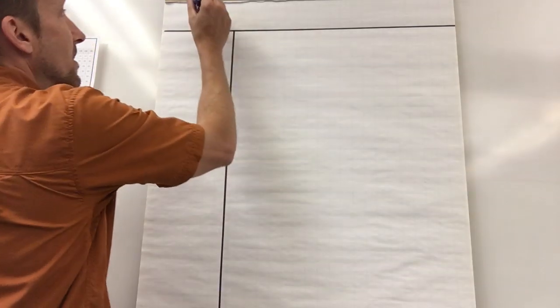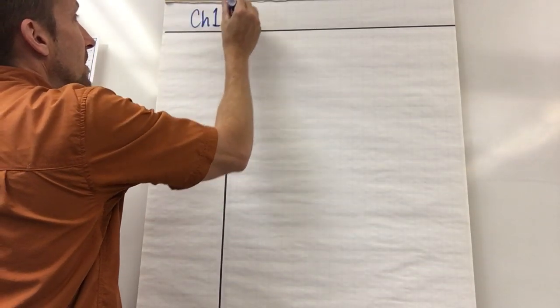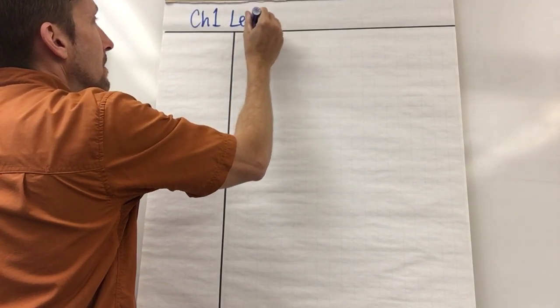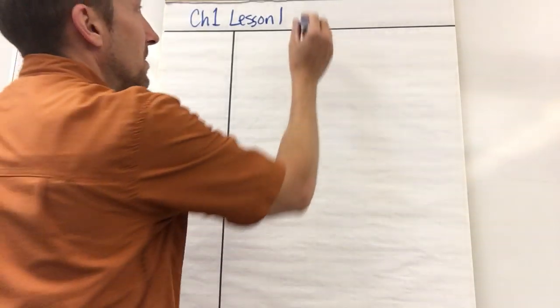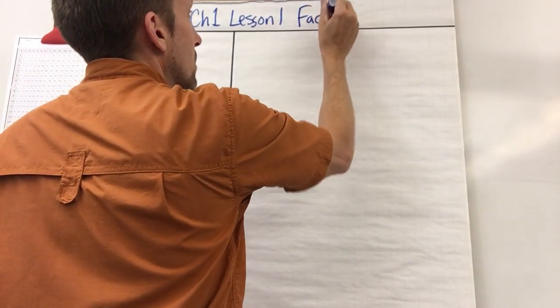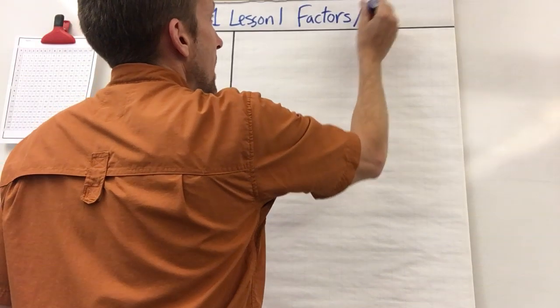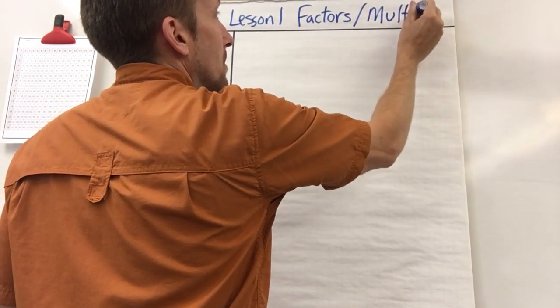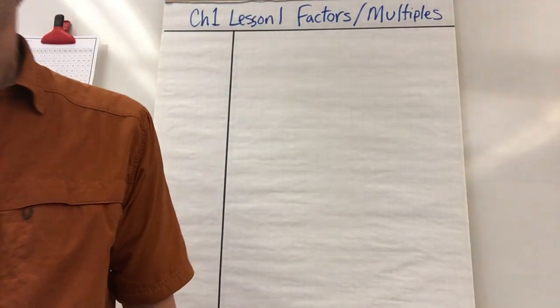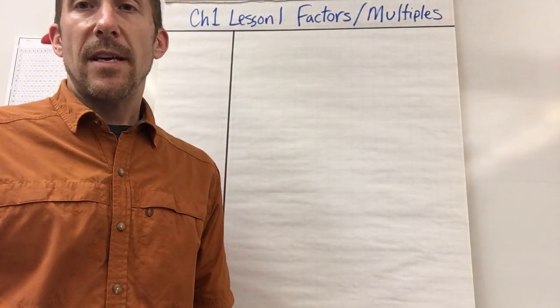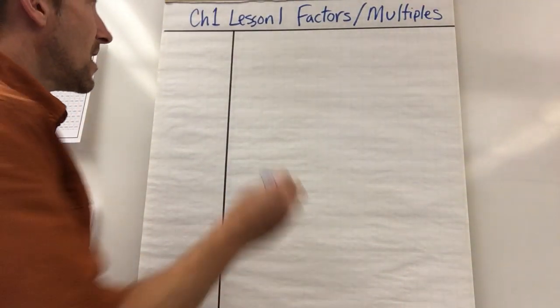Okay, this lesson, the topic is, at the top of your Cornell note page, I want you to write Chapter 1 Lesson 1, and the topic is factors and multiples. The first thing I'm going to show you is the greatest common factor.